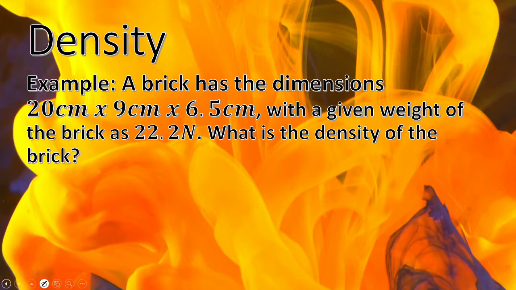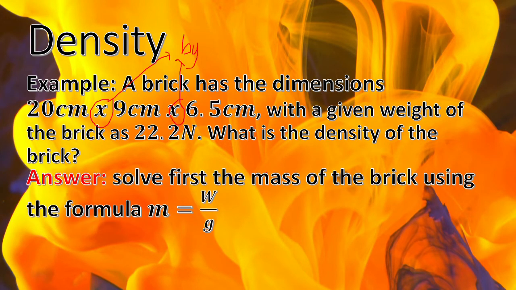So, an example for calculating density. A brick has dimensions of 20 centimeters by 9 centimeters by 6.5 centimeters. The x can also be pronounced or called as "by", so instead of 20 centimeters x, you should say it as 20 centimeters by 9 centimeters by 6.5 centimeters. With a given weight of 22.2 newtons, you're asked to find the density of the brick. So, solution.